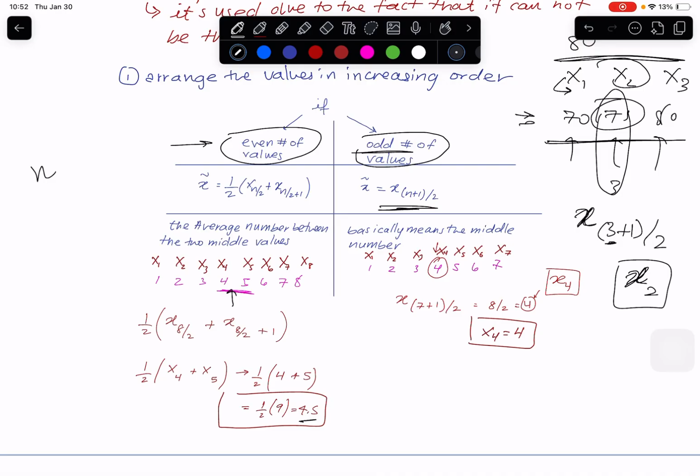Or you can do this. This is the general equation. Half times x at n over 2 plus x at n over 2 plus 1. هني كلنا كم values عنا? We have 8 values of x's. So 8 over 2 بيطلع x at position 4 هذا, plus x at position 5 هذا, which is 4 plus 5. يعني هني شوفوا n over 2, which is again 8 over 2 plus 1. So it's 5. فبيطلع لكم half times 4 plus 5, which again is the average of the 2 values, which is 4.5.